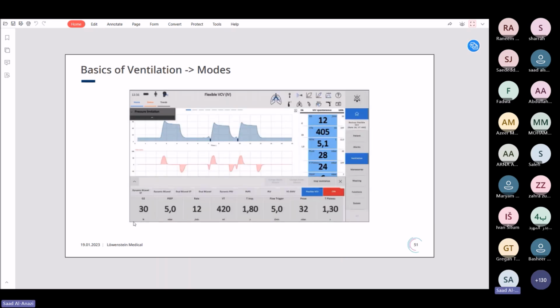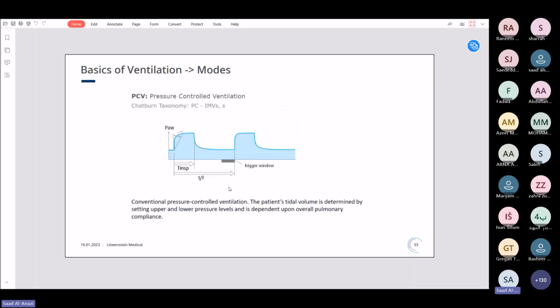As you see here, we have all the same settings: flow triggering, Pmax, and you can select it from the ventilation mode. We have pressure control ventilation. It's a really common mode, and it's also commonly used for pediatric and neonatal populations.